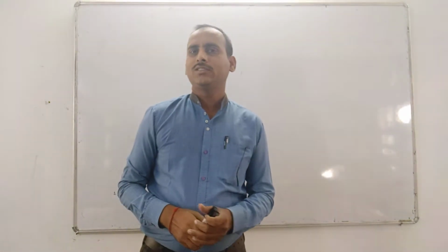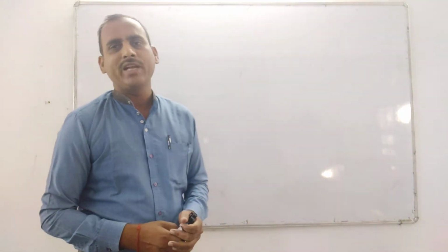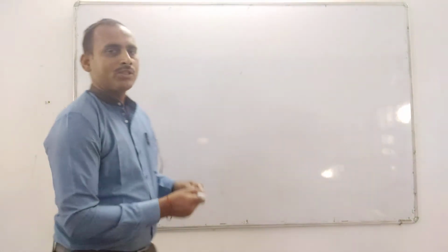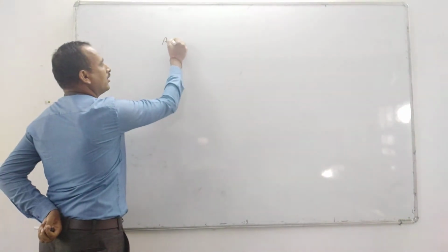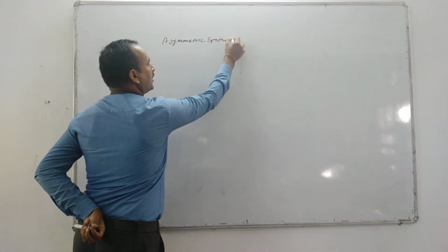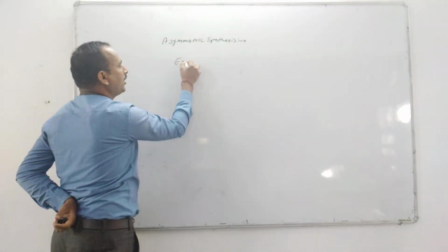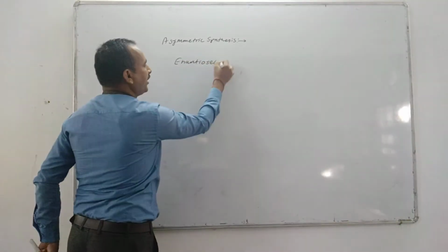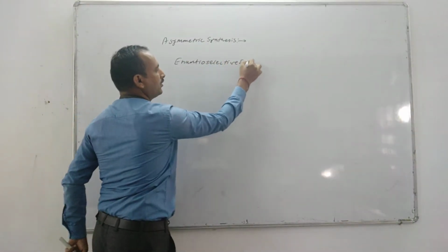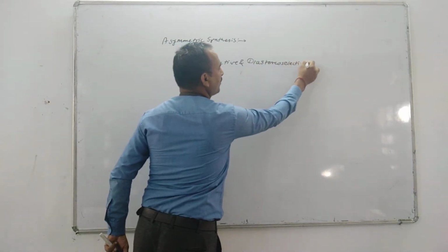Let's start the new point of bioorganic chemistry. In that, we have started the chapter asymmetric synthesis. Today we discuss the enantioselective and diastereoselective reactions. So, asymmetric synthesis is the chapter, and in that we are studying the enantioselective and diastereoselective synthesis.